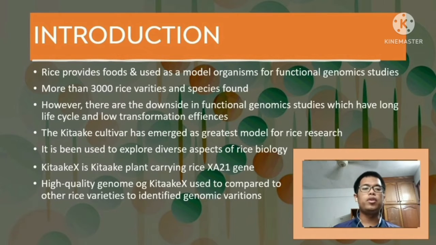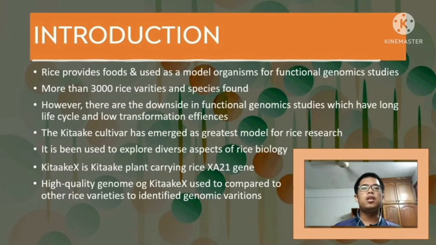as insensitive to daylight, easy to propagate, relatively cold tolerant, short in stature, and it also completes its life cycle in about 9 weeks, which is shorter than the other rice varieties. The Kita-K cultivar is being used to explore diverse aspects of rice biology, including flowering time, disease resistance, small RNA biology, and also CRISPR-Cas9 and TALEN technologies.